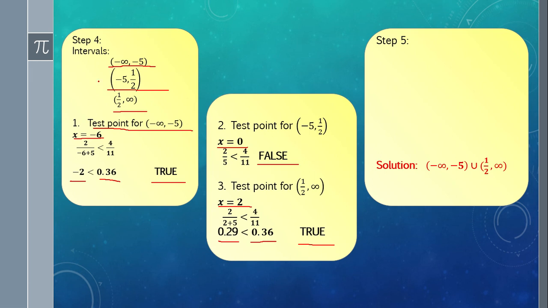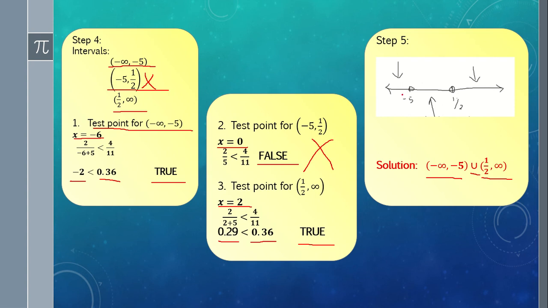Take note that the second interval is false, which means that this is not part of the solution. And for our answer, the intervals whose test points are true will be our solution, which is negative infinity to negative 5 and 1 half to infinity. Why do we use union? Because, as a review in our set, we need to make use of union for us to join them.